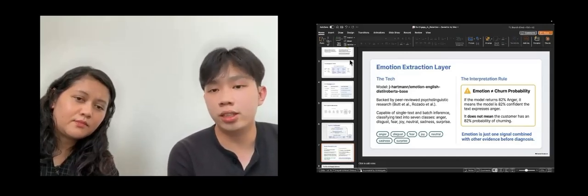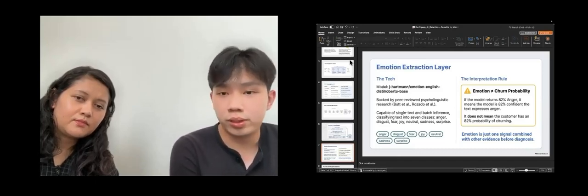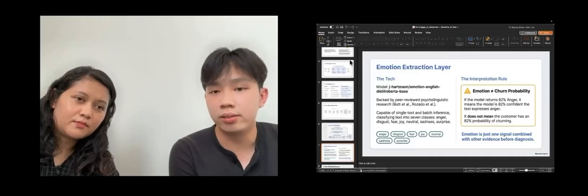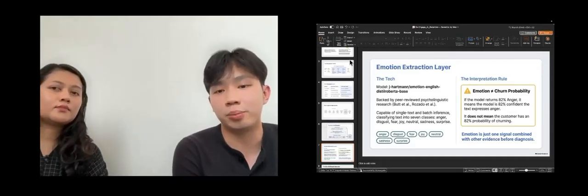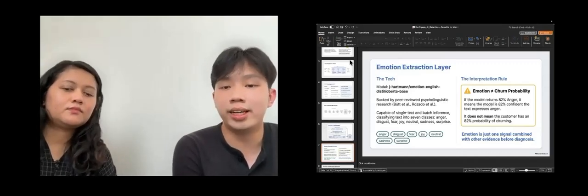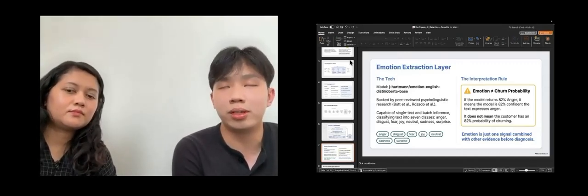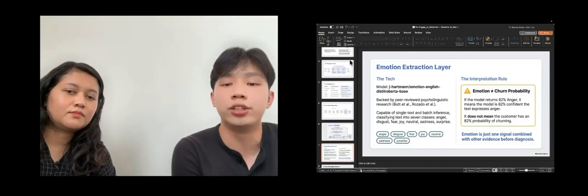Our general interpretation rule is that emotion is not churn probability. For example, if the model returns 82% anger, it means the model is 82% confident that the text expresses anger. But it does not mean that the customer has an 82% probability of actually churning.